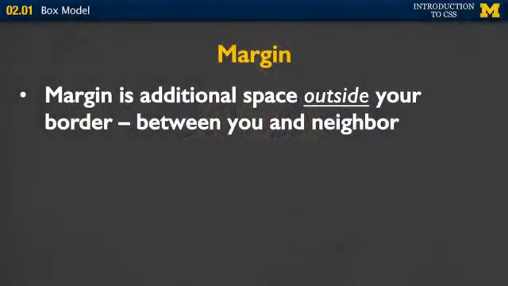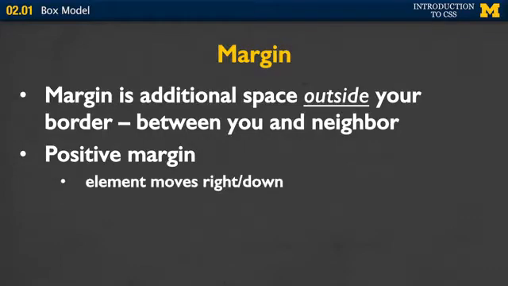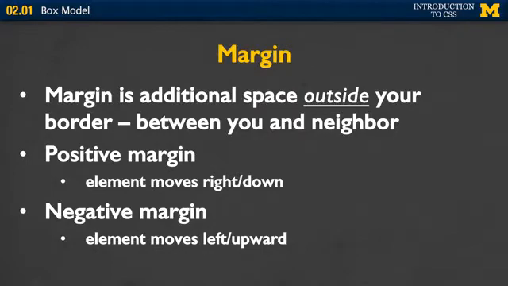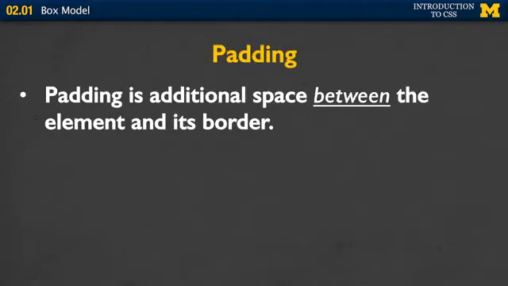Margin is basically that space that's outside of your border. It's between what I'd say you and your neighbor, or what I should really say is between the element and the element's neighbor. So it gives you kind of that elbow room where you don't want anybody touching you. With margins, whenever you give it a positive margin, you're basically saying move your element to the right or down. If you give it a negative margin, you're actually having it move closer to the neighbor. You're having it move left or upward.